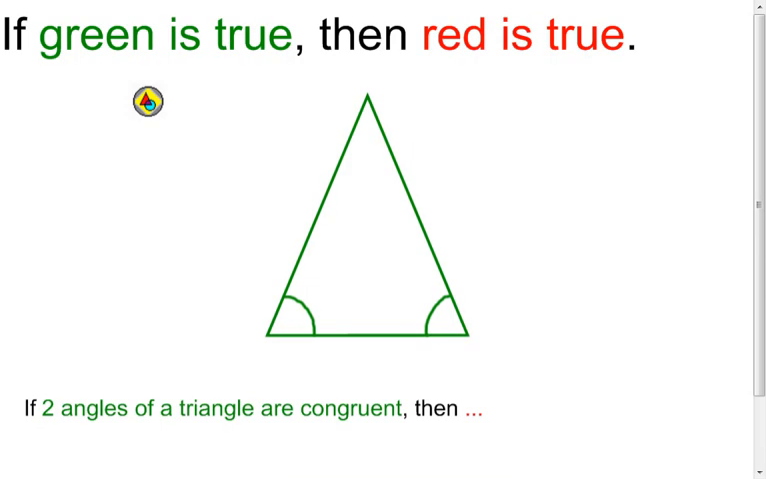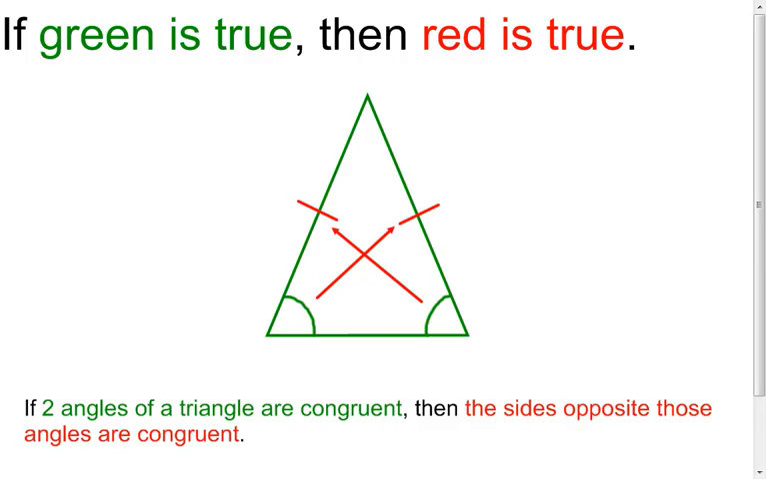What I have going on is the converse of the isosceles triangle theorem. So this one tells us if two of the angles are congruent, then two of the sides will also be congruent, and specifically the sides opposite the congruent angles.